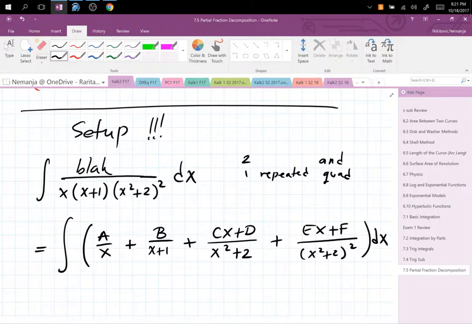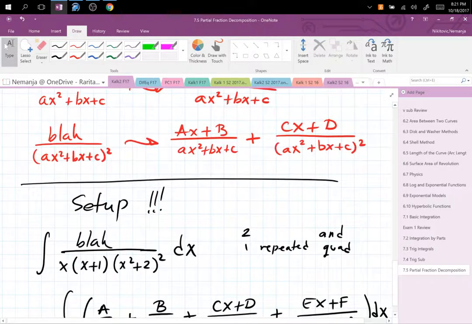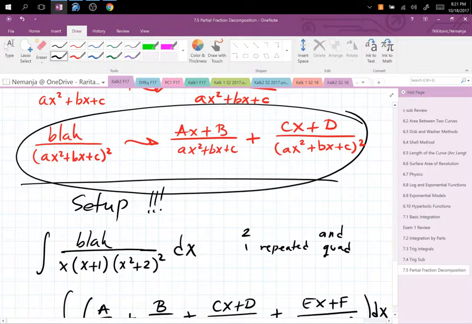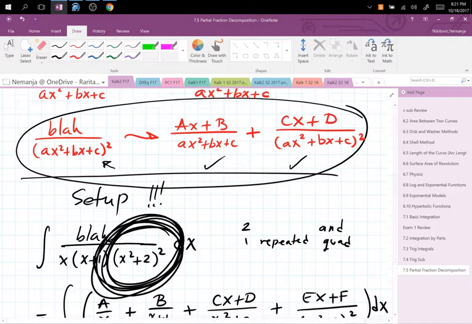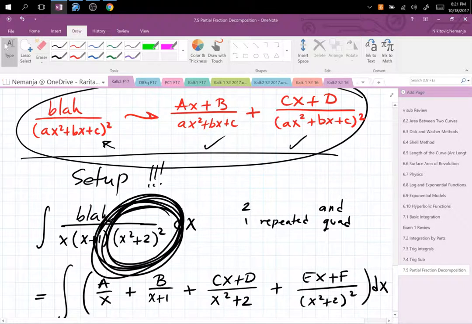Excuse me, ask the question. Cx plus d over x squared plus 2. That's this. So the last two are these two that are coming from this one, which is this. Let me try to fit them all on the screen. So the last two over here are these two that came from here, which is this. Do we all see that?